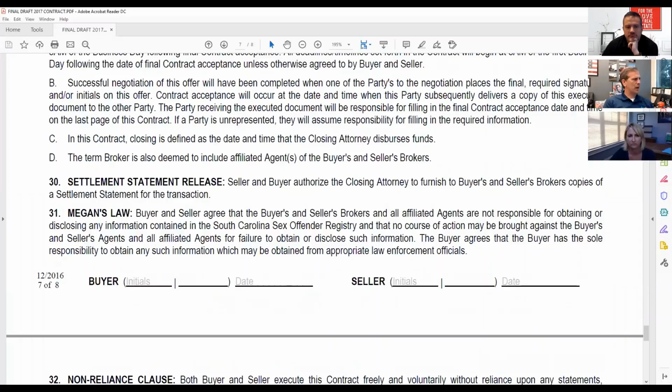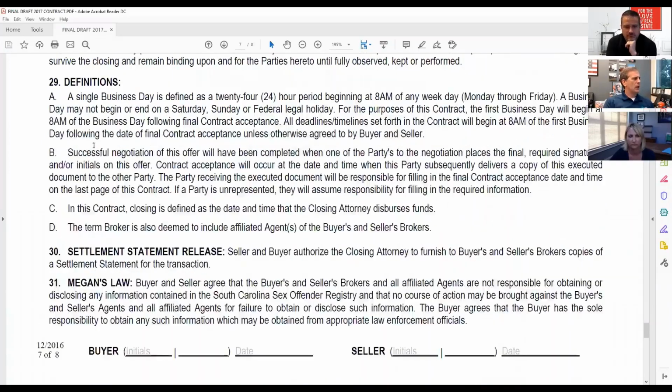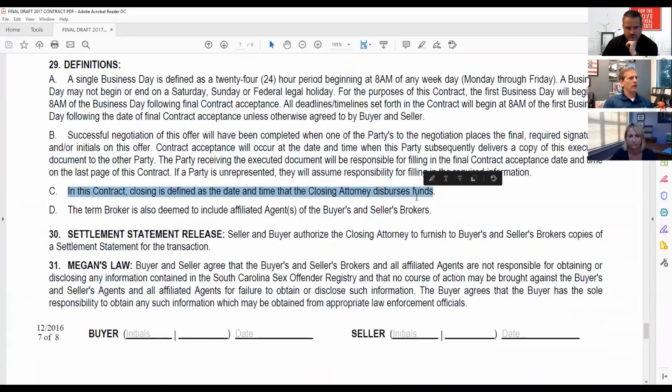Under 29, we've already talked about a business date. We're going to talk about successful negotiation of this offer in just a minute. A very important provision. See here in the contract, closing is defined as the date and time the attorney disburses the funds. Signing the documents is not a closing. It's disbursing the funds. And as y'all know, unfortunately right now, particularly if you're using certain credit unions that are related to certain military organizations, funding may take hours. Okay, so it's not closed until it funds.